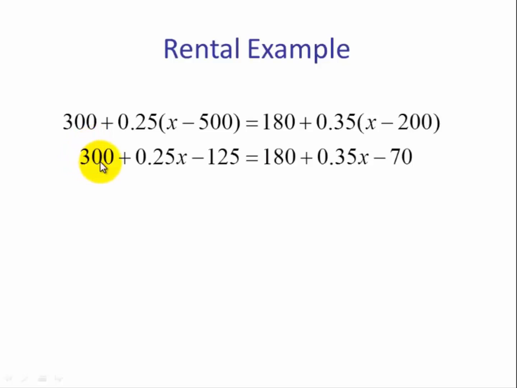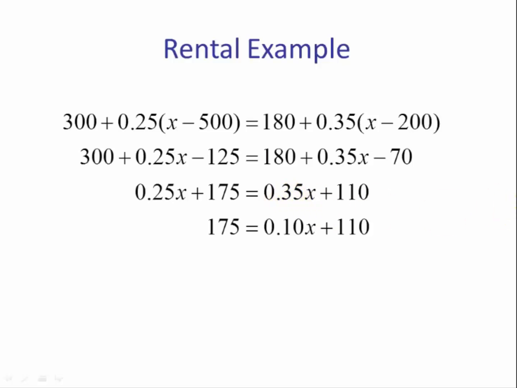On the left hand side of the equation we have a 300 and a negative 125. We can combine those. On the right hand side we have a positive 180 and a negative 70. We can combine those. Those are like terms. So our equation now becomes 0.25x plus 175 equals 0.35x plus 110. We have x's on both sides of the equation, so I'm going to subtract 0.25x from both sides of the equation. That gives me 175 equals 0.10 times x plus 110.